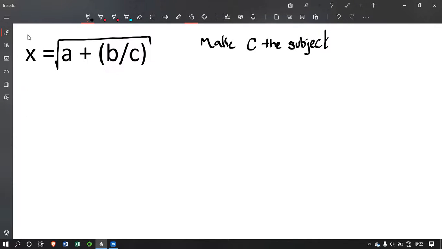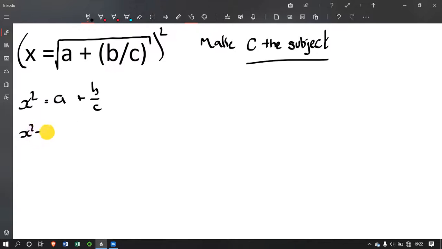So let's just do that. Let's square everything in this equation to make C the subject. So then we get x squared is equal to A plus B over C. That's pretty cool, because now you've got rid of the square root and it looks much easier. So if this is a plus A, we need to do minus A from both sides. So we get x squared minus A is equal to 0 plus B over C.